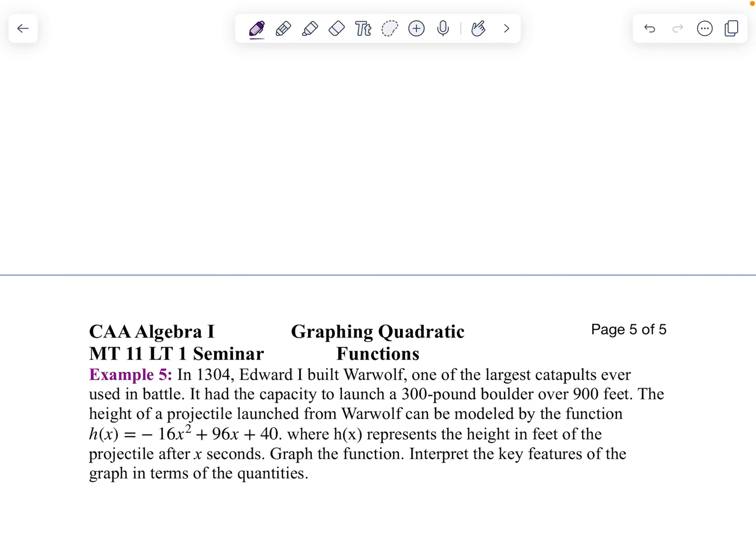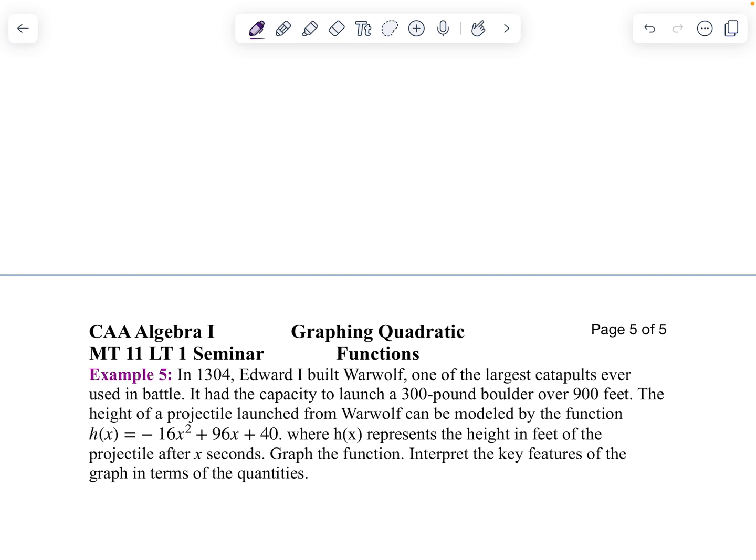Here we have a historical problem. It says in 1304, Edward I built Warwolf, one of the largest catapults that's ever used in battle. It had a capacity to launch a 300-pound boulder, hence that's where the castles had such high walls, over 900 feet. The height of the projectile launched from Warwolf can be modeled by this function.